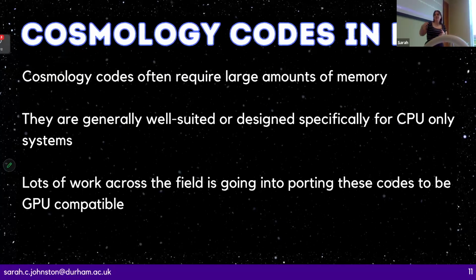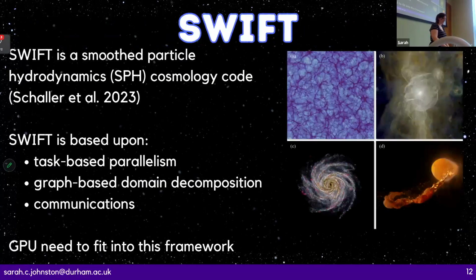But now that the shift is going towards GPUs, there's lots of work happening across the field, across the globe, to try and port these codes to be GPU compatible. That's because we don't have a market-leading code at the minute that can do everything that we want our cosmology codes to do and runs on GPUs. And just from a strategy perspective, this is causing an absolute nightmare, because nobody knows quite which direction we should be going in with our codes into the future.